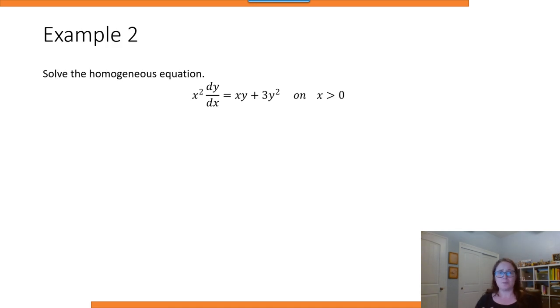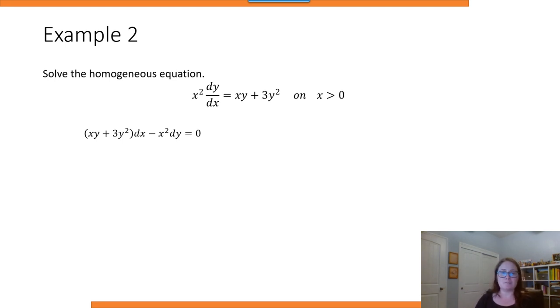Okay, so let's do an example with this. So here I have an equation. They're telling me it's homogeneous. I'm going to check it anyway just for a little extra practice. So I have x squared dy dx equals xy plus 3y squared. Now, first thing I want to do is get it into that form that we liked before, where I have m times dx plus n times dy, so I can check to see whether it's homogeneous.